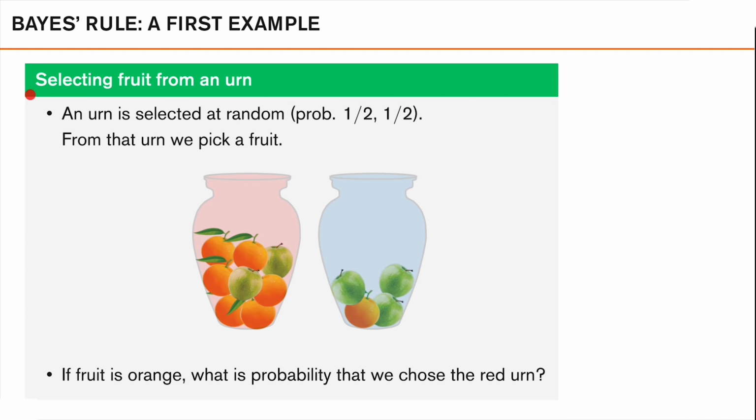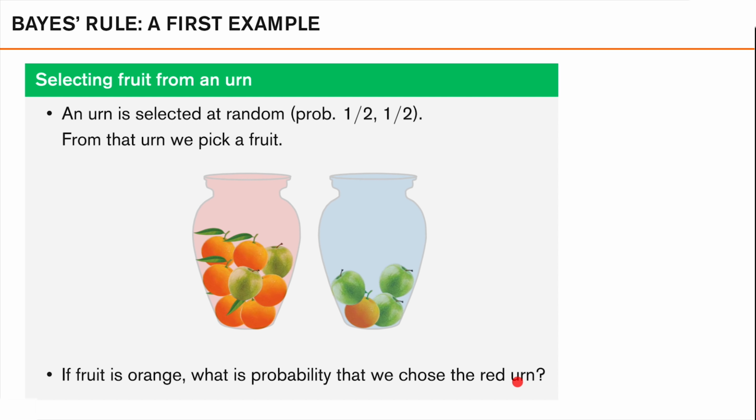So here is our toy example where we're going to select a fruit from one of these urns. We start by selecting from which urn we're going to pick our fruit, either the blue urn or the red one, and we do so with equal probability. So it's a 50% chance that we'll pick the red one and a 50% chance that we'll pick the blue one. From whichever urn that we choose, we pick a fruit without looking. Simple enough, right? Now the question that we would like to answer using Bayesian statistics is, if we picked an orange, what is the probability that we chose the red urn to pick from?